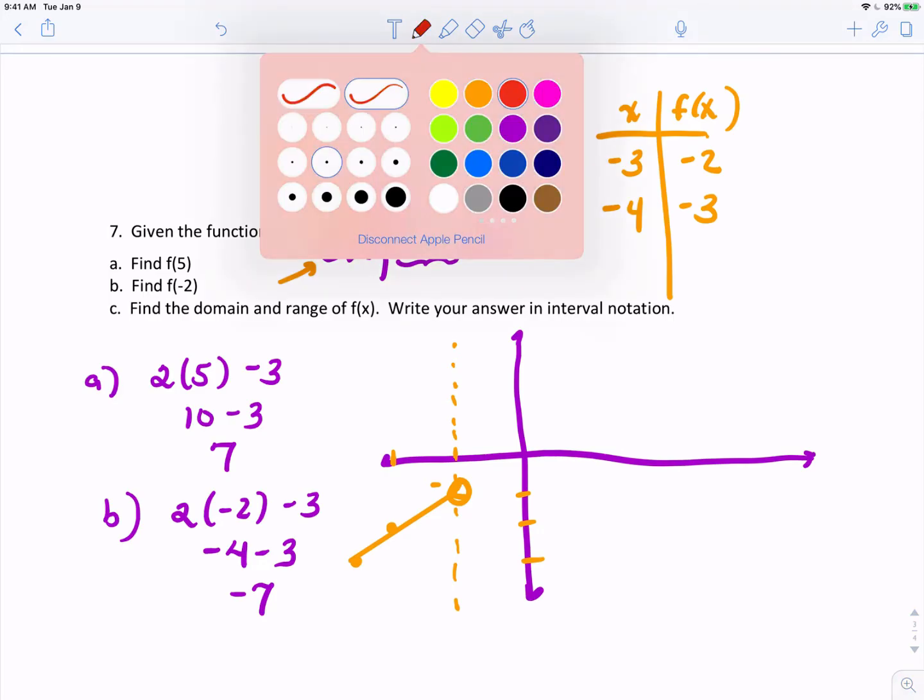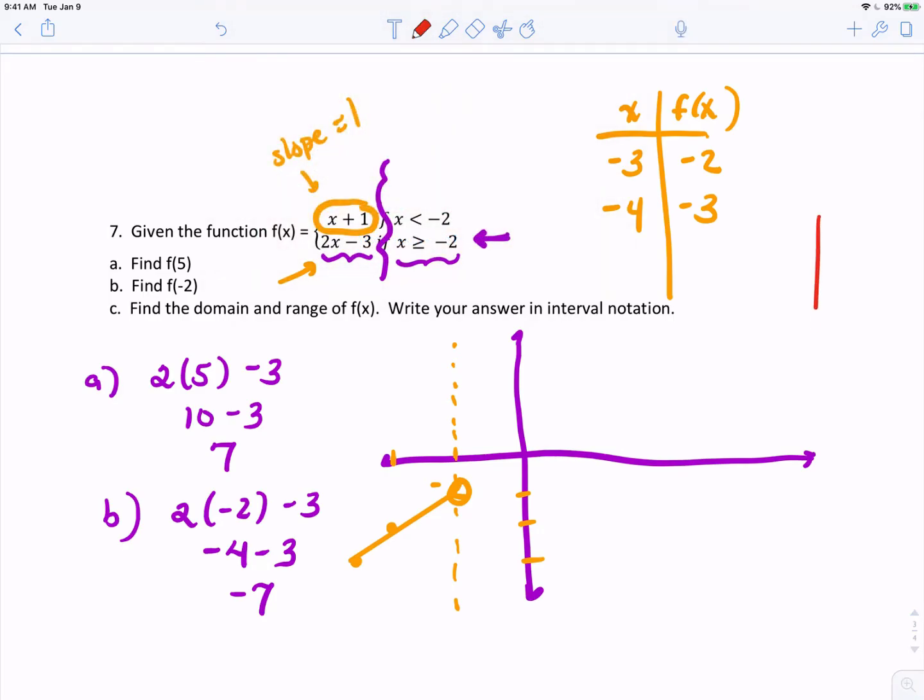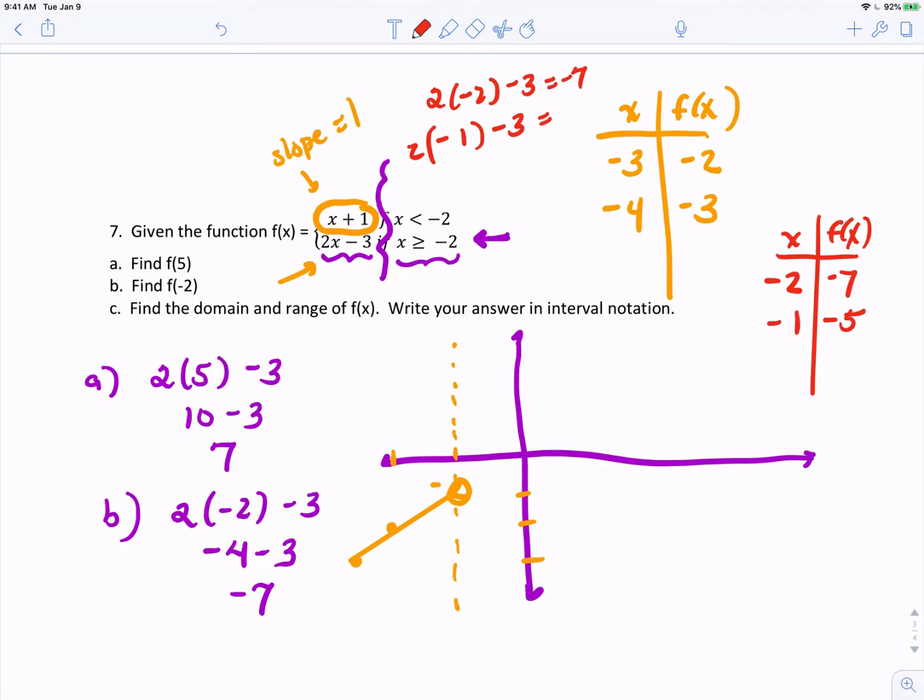And let's take a look at the second rule. All right, so for the second rule, let's get some values. We can plug -2 into the second rule. That's going to give us 2 times -2 minus 3, or in other words, -7. We can plug in -1 to the rule. That's 2 times -1 minus 3. That's -2 minus 3, or -5. If we plug in a 0, we're going to have 2 times 0 minus 3, or in other words, 0 minus 3, negative 3.